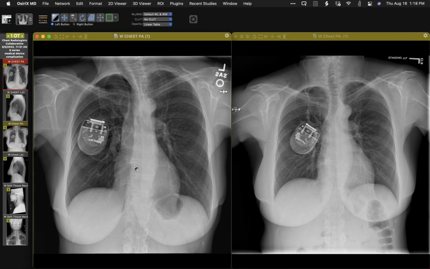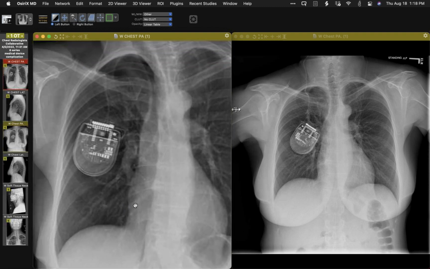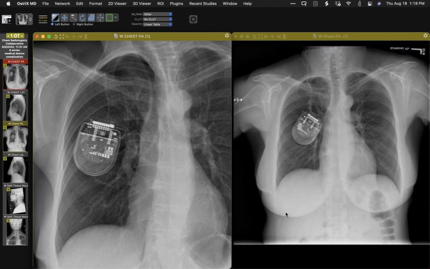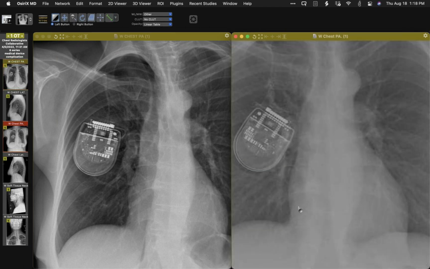Yep. Well, here is a patient with a device, but it's not a cardiac pacemaker, of course. It's a deep brain stimulator. But take a look at what has happened here.